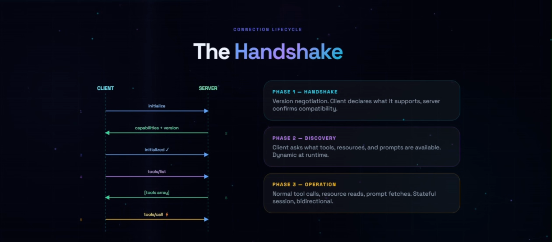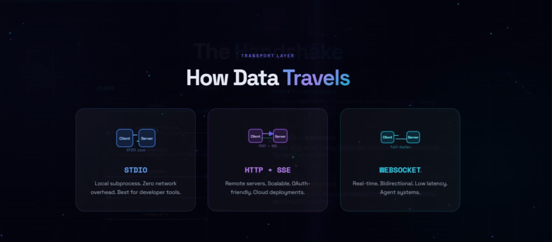Before any useful work happens, the client and server perform a handshake. First, the client initializes the connection. Next, the server advertises its capabilities and supported protocol version. After compatibility is confirmed, the client discovers available tools, resources, and prompts. Only then does normal operation begin. Think of it as the AI equivalent of devices negotiating before data transfer.